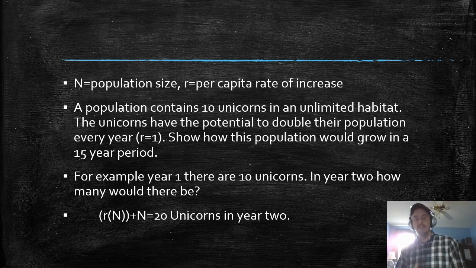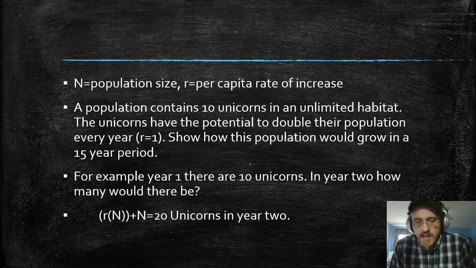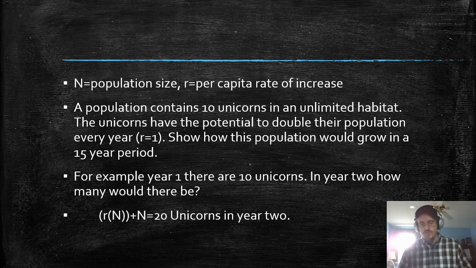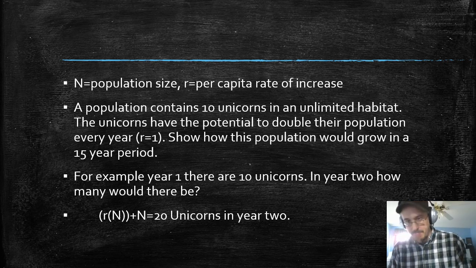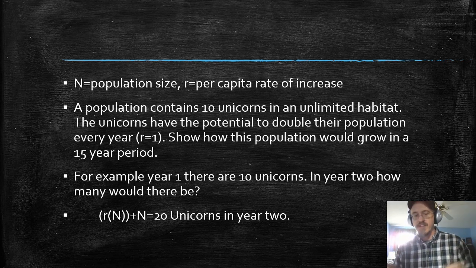Show how this population would grow in a 15-year period. So what if that were a question? How would that population grow in a 15-year period? So for example, in year 1, there are 10 unicorns, right? We start with 10. In year 2, how many would there be? Let's just start with that simple question. In year 2, how many unicorns would we have?